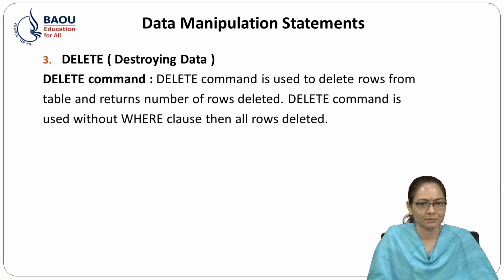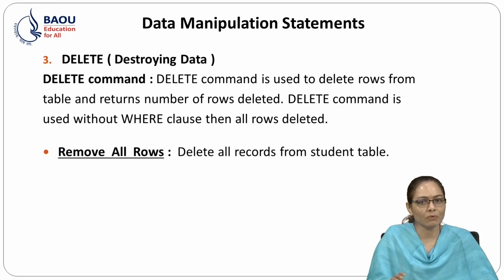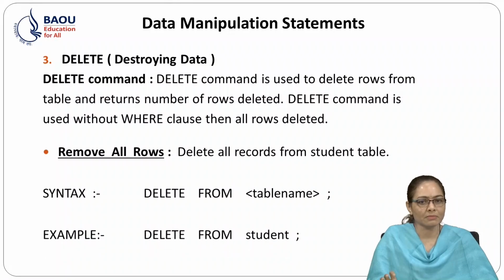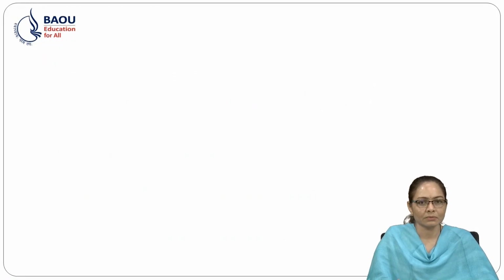For example, remove all the rows. Here, delete all the rows from the student table. The syntax is delete from table name, then semicolon. So, delete from student, where the table name is student. This command is used to delete all the records from the student table because we did not include the where condition. So it deletes all the records from the student table.